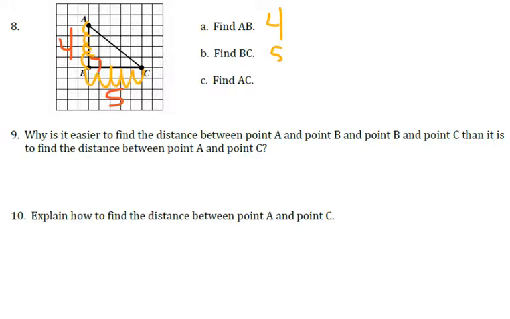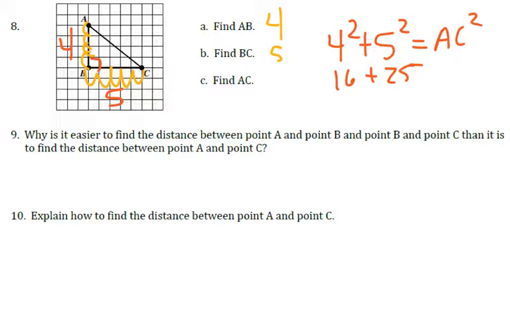couldn't we just go 4 squared plus 5 squared would equal AC squared? So 16 plus 25, which would give us 41, equal AC squared. Take the square root of that, and AC would be square root of 41, about 6.4.